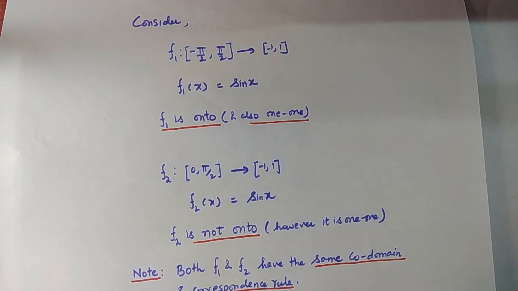However, f2 is not an onto function because -1/2, for example, is not the image of any point in the domain, which is the closed interval [0, pi/2]. So the conclusion is, despite the fact that the correspondence rule as well as the codomain are the same for functions f1 and f2, while f1 is onto, f2 is not.